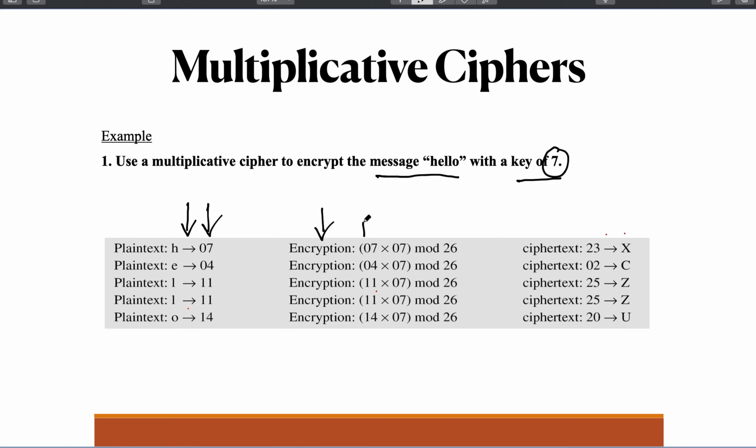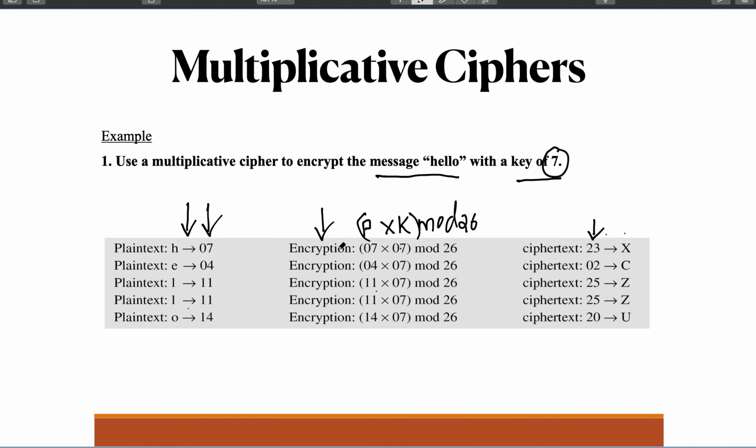This is nothing but P into K mod 26, right? P is the plain text number, multiplied by K. K is 7, which is given in the question, mod 26. So 49 mod 26 will give you a remainder of 23, which is the ciphertext X. Now next you have to encrypt E.